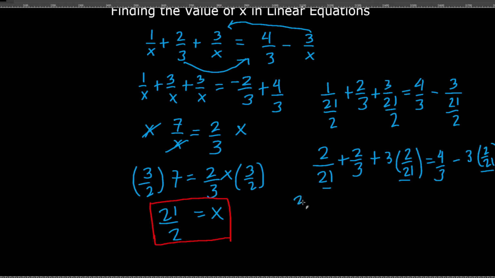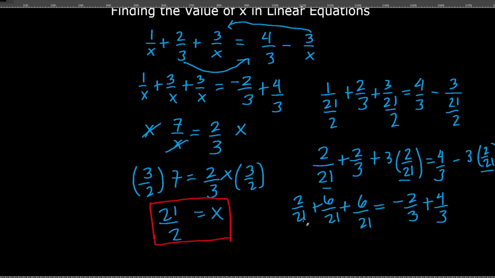So, 2 over 21. And then, ito, 2 times 3 is 6. 6 over 21. And then, lipat natin to sa kabila. Ito, lipat natin to sa kabila. So, magiging plus 6 over 21. Bakit 6? Kasi 2 times 3. Now, equals, itong 2/3, lipat na rin natin to dito. So, magiging 2 over 3, and then, plus 4 over 3.